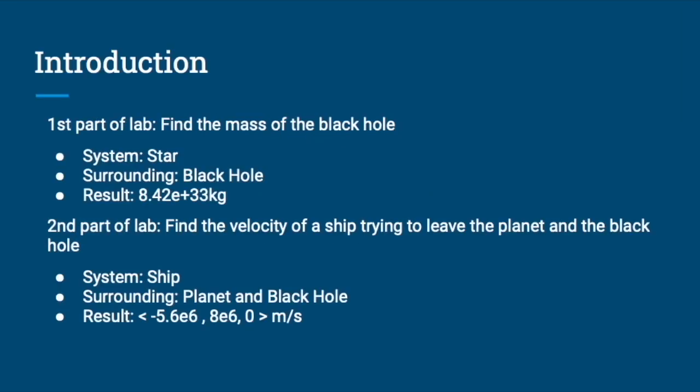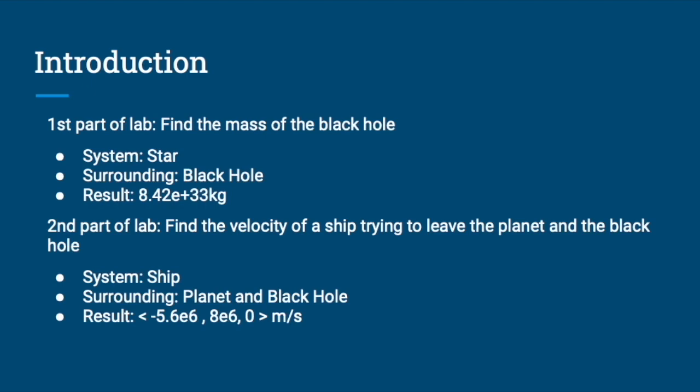So a quick overview of this lab is that in the first part, we tested to find the mass of a black hole with the trajectory of a planet going around it. And a quick overview of my results is that the mass of my black hole from part 1 was equal to 8.42 times 10 to the 33 kilograms. And the system in this case for part 1 was the star, and the surrounding was the black hole.